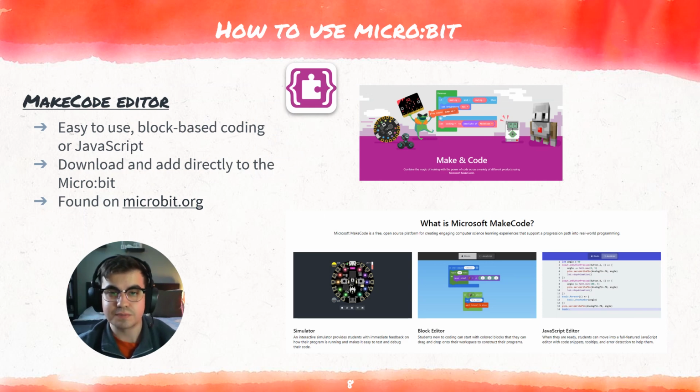So how do you use microbit? Code is created for microbit using the Make Code editor. It is an easy-to-use block-based coding software which also offers options in JavaScript. Code that is created can be downloaded and added directly to the microbit, and this can all be found on microbit.org. Also included with the Make Code editor is a virtual microbit simulator.